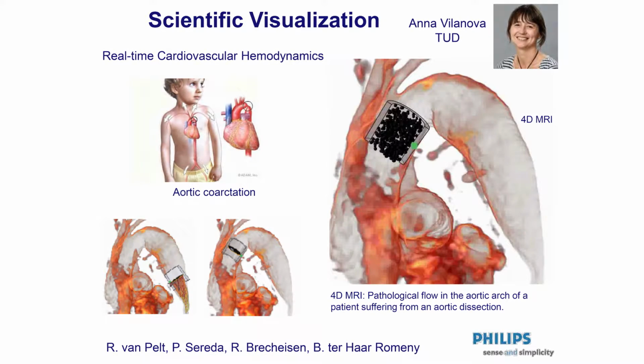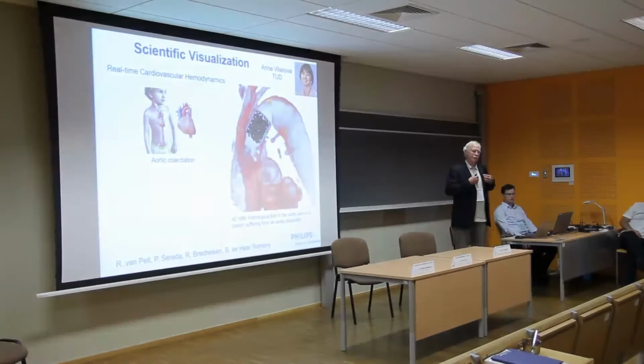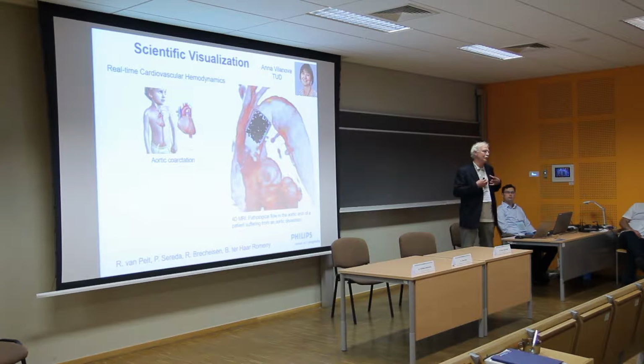MRI is now generating 4D data. That means you have a cube of the MRI, of the heart, for example, 512 by 512 by 512. But this cube is measured 25 times per second. So that's a huge data volume.